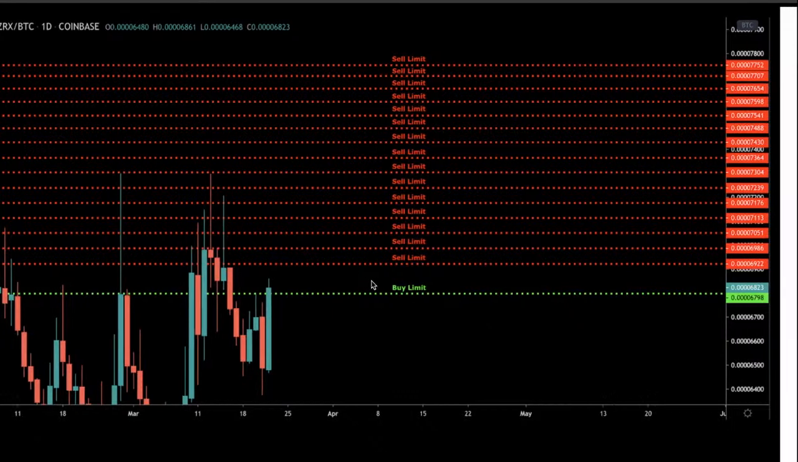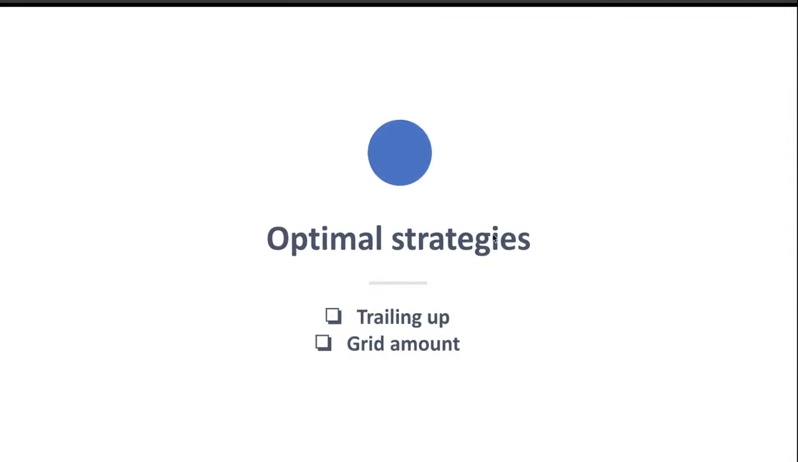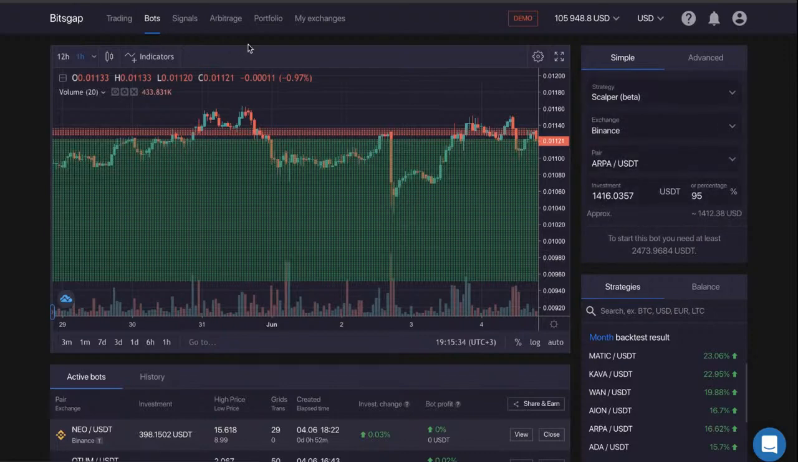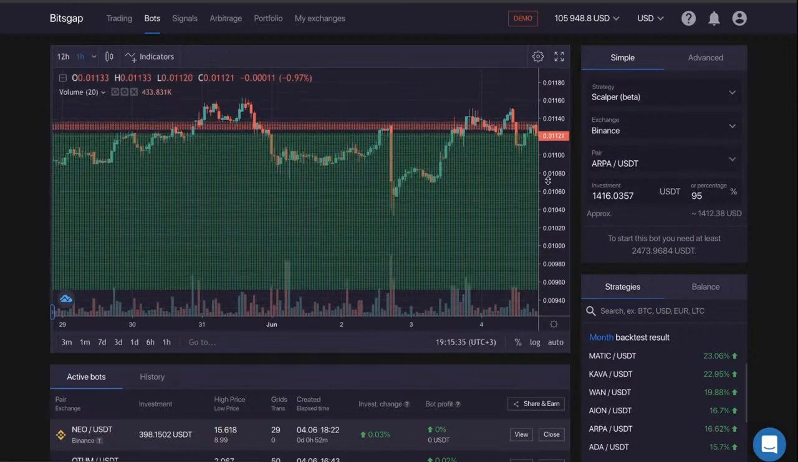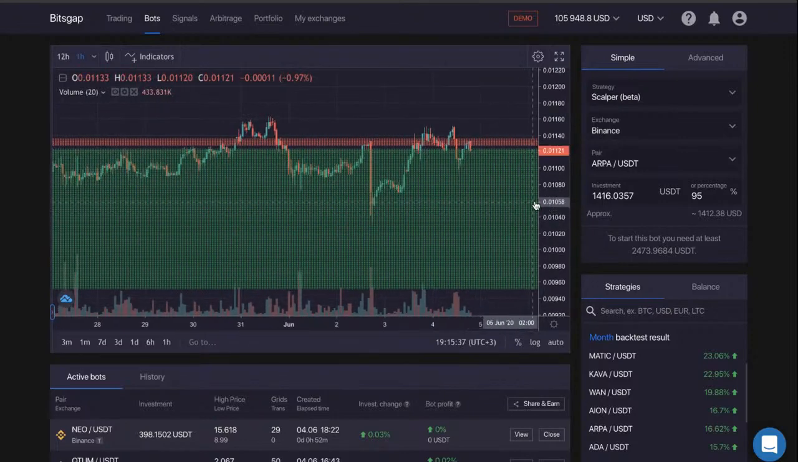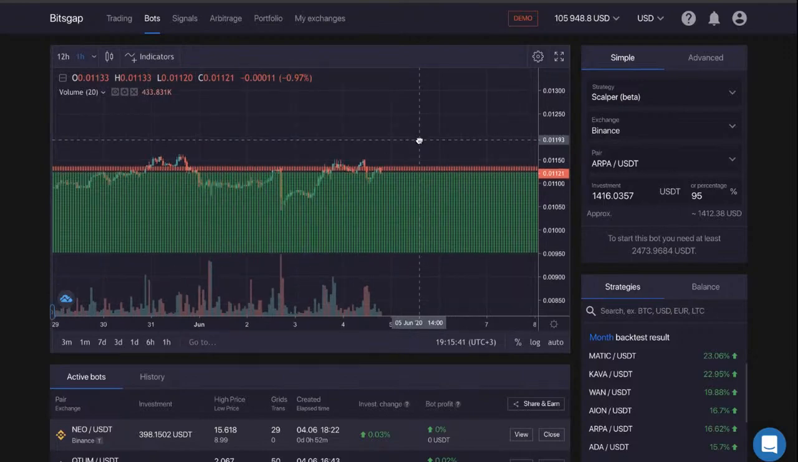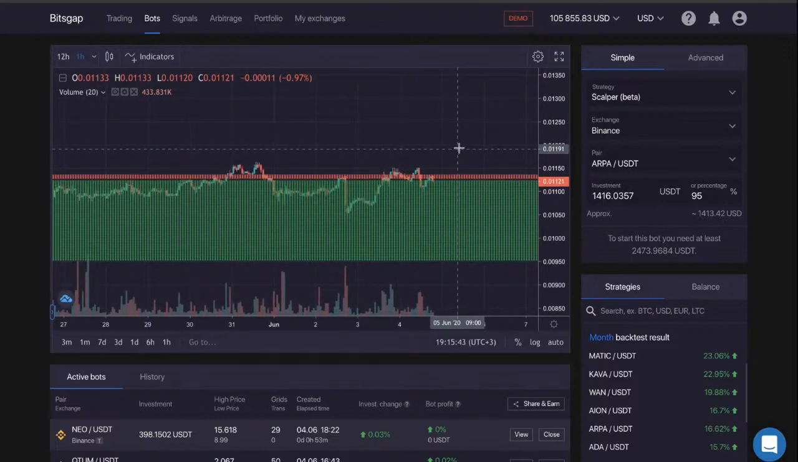So now let's go to the Bitsgap page, and here in the bot section, you see we have a chart which we can zoom in and zoom out in any way we want.